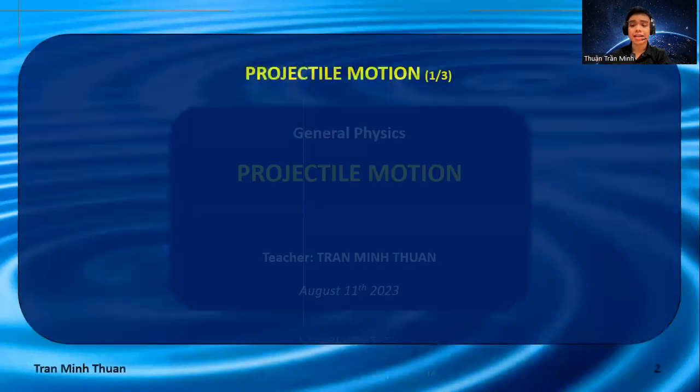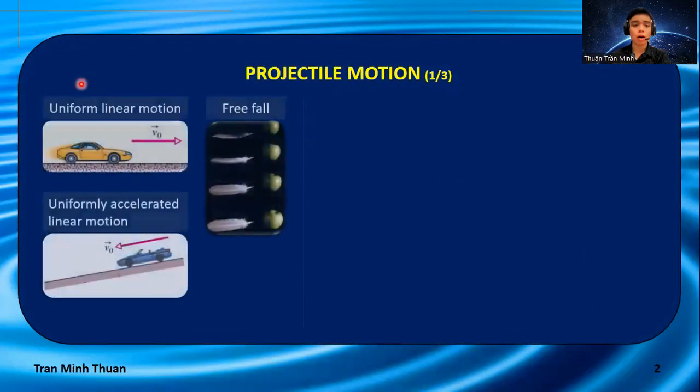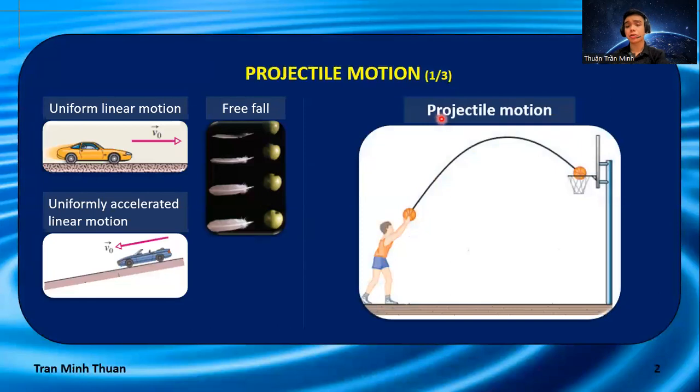In our previous lessons, we have studied one-dimensional motions, including uniform linear motion, uniformly accelerated linear motion, and free fall. In today's lesson, we'll study two-dimensional motion with projectile motion as a typical example. It is the motion of an object in two-dimensional space only under the influence of gravity, just like the motion of a basketball.